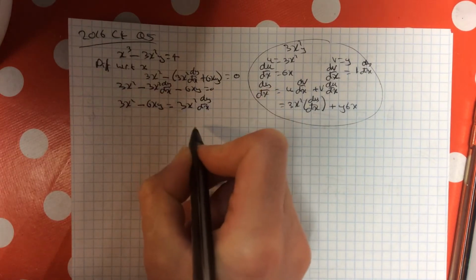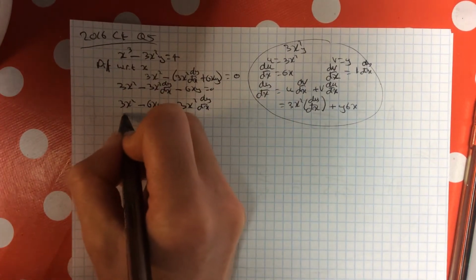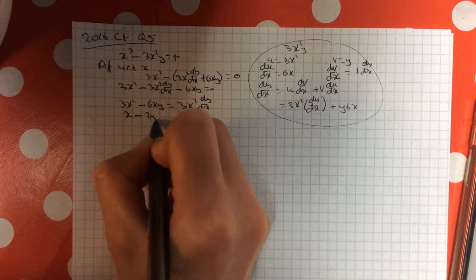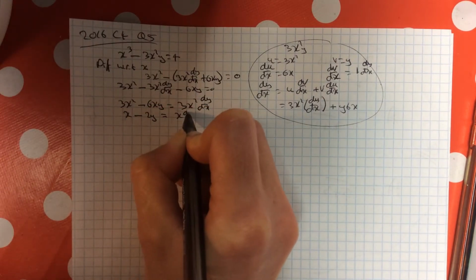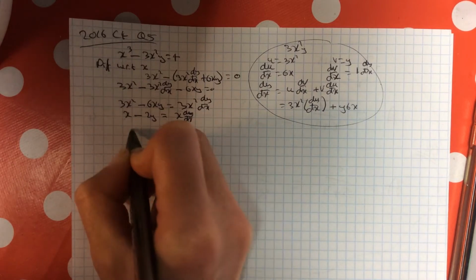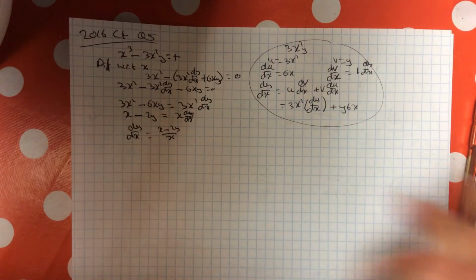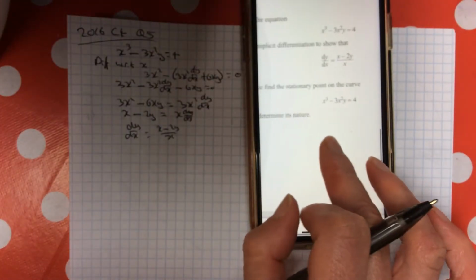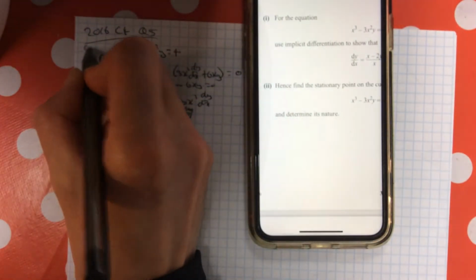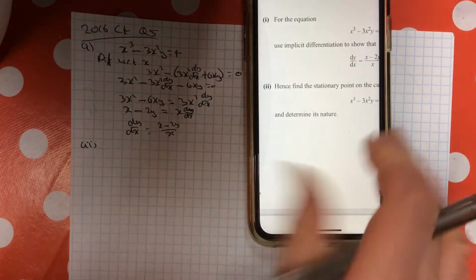I can divide everything by 3 and I can take an x out. So that leaves me x minus 2y equals x dy by dx. So I have got dy by dx is x minus 2y all over x, which is what the question was asking. Part 2 of this question is saying find the stationary point.